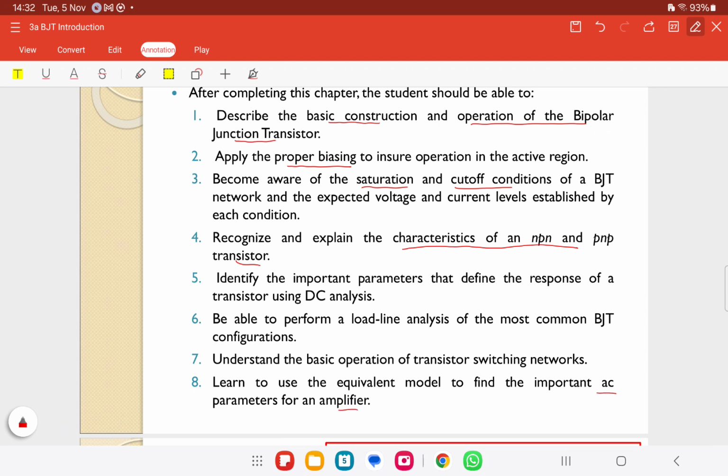Meaning the first thing is we must understand what the bipolar junction transistor is. We must know the BJT first, then only can we do the analysis.